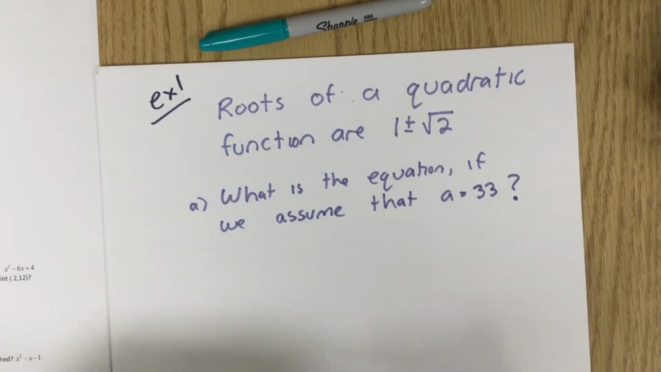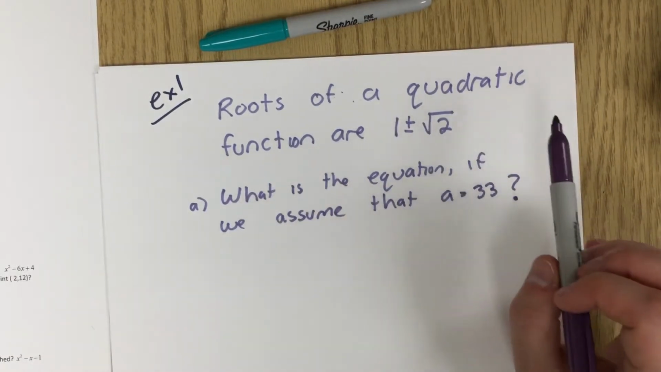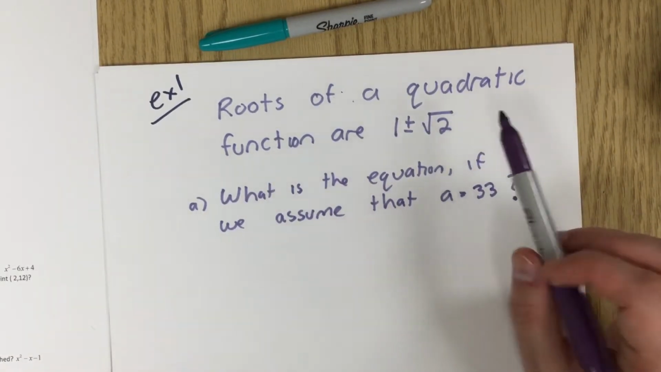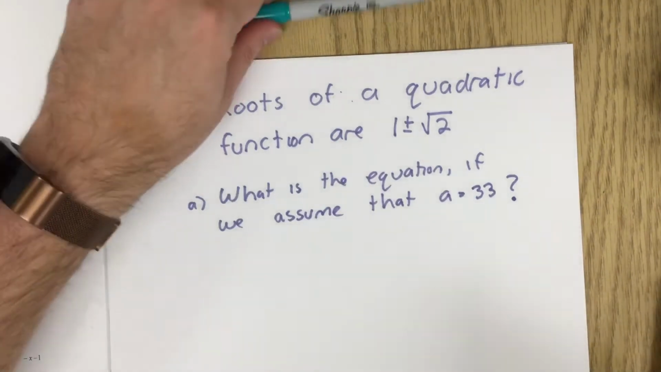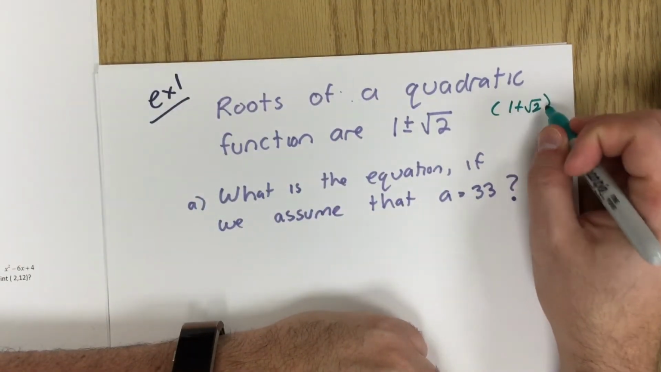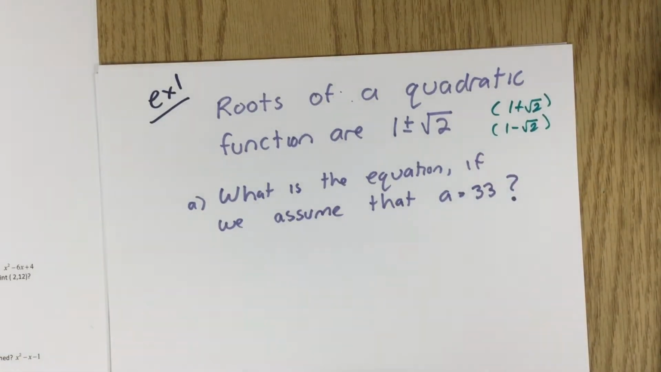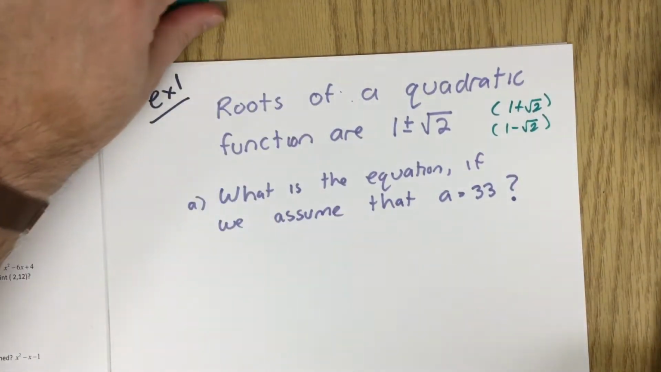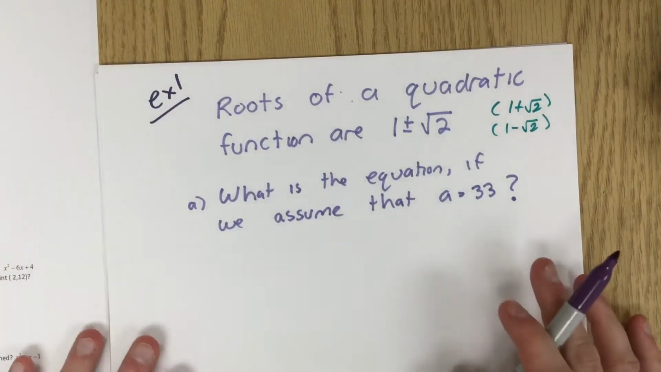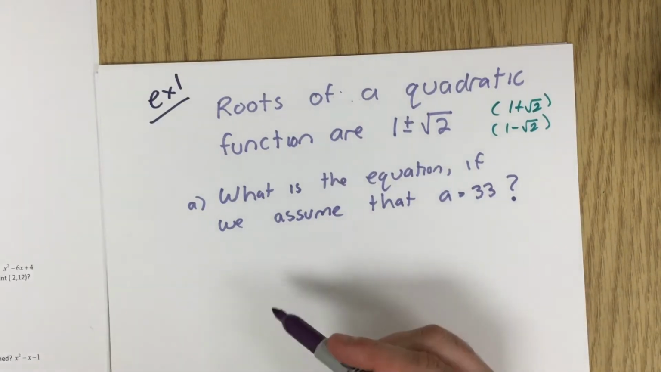So finally we get to the point here. We want to know, we have the roots of a quadratic function are 1 plus or minus root 2. Those are the two roots. So to be clear, one of the roots is 1 plus root 2 and the other root is 1 minus root 2. It's 1 plus or minus root 2. And the question is, what is the equation? And I just threw in a value of a there. A is 33, just so we could see what it is.